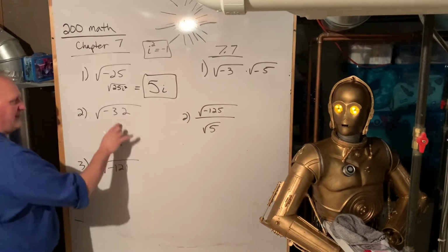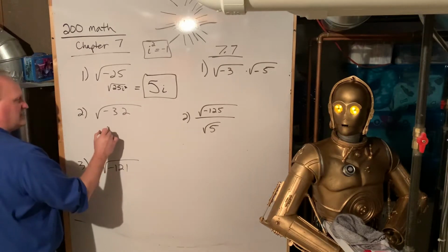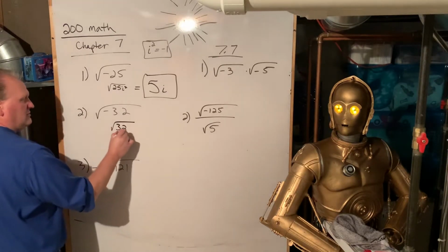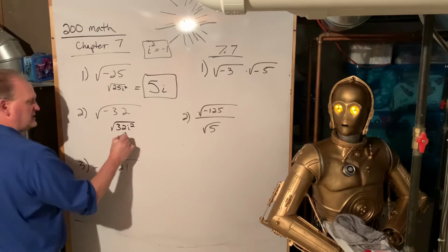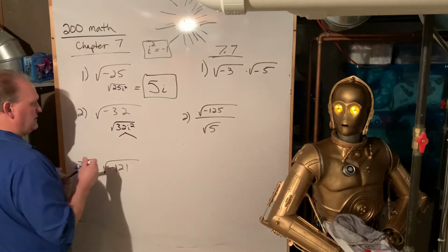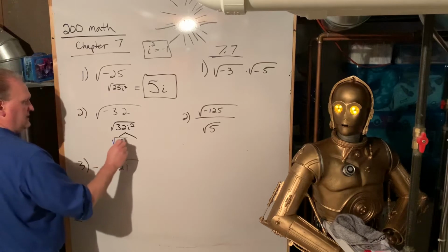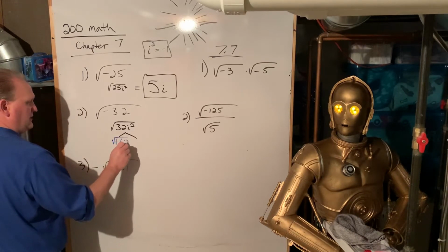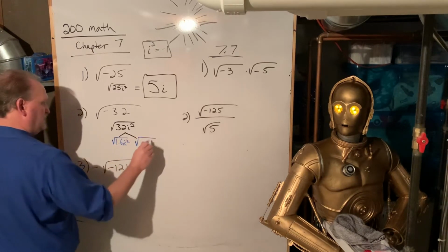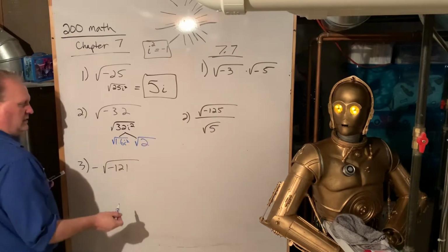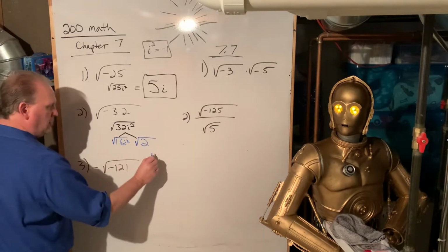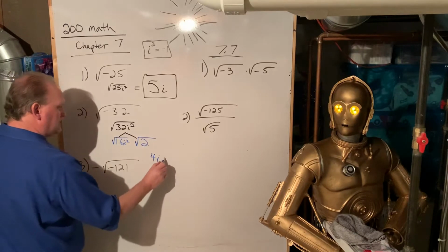Let's do the math. So here we've got the square root of 32i squared. We're going to split it into perfects and leftovers. So the perfect in there is 16i squared. The leftover then is 2. And so this is 4i square root of 2.